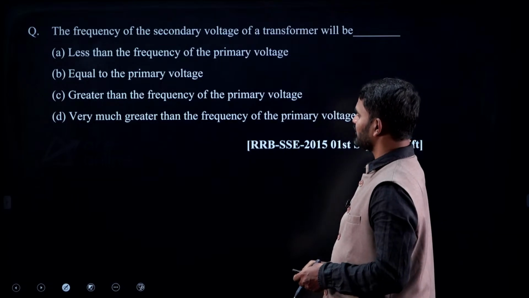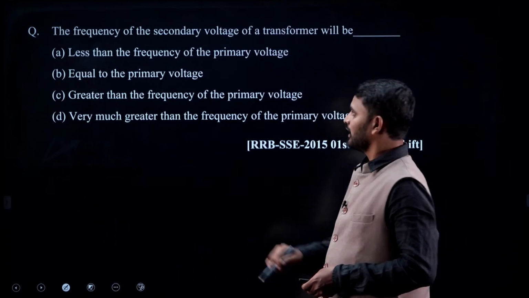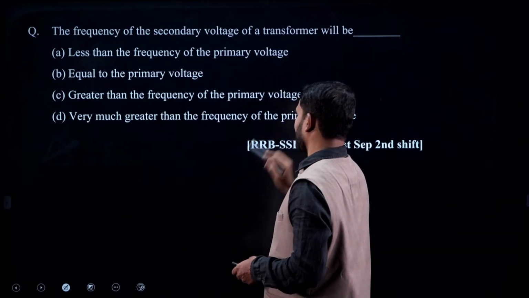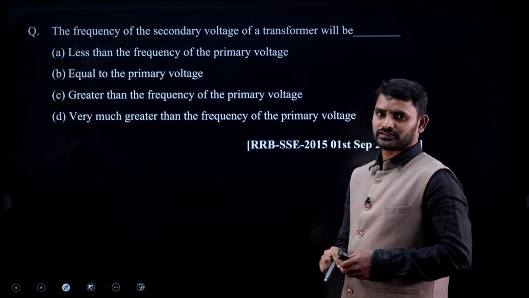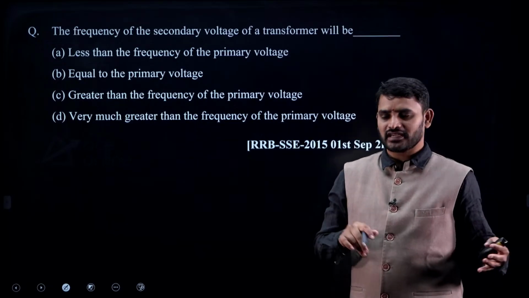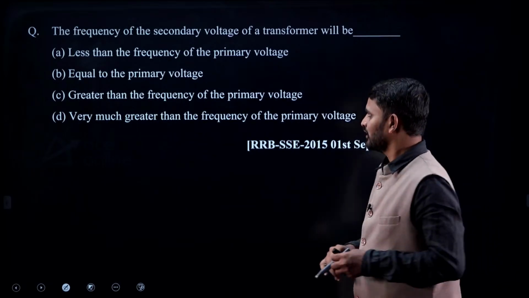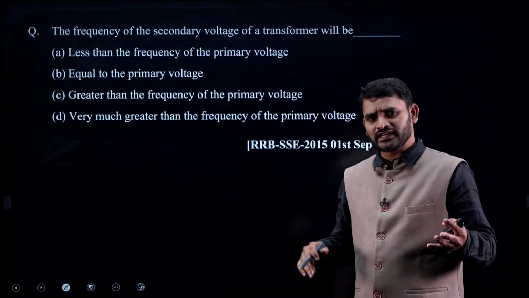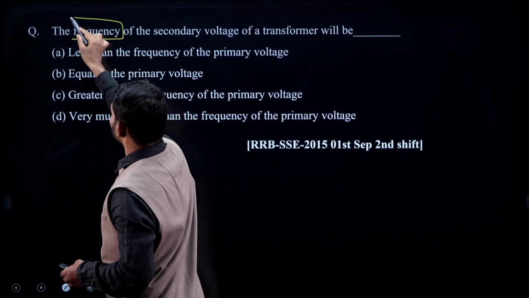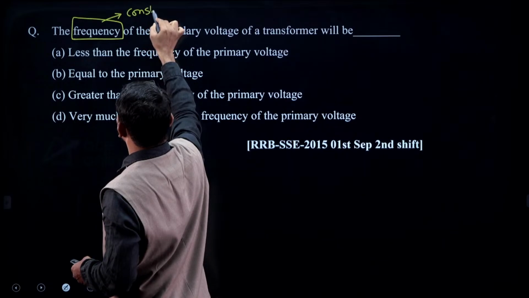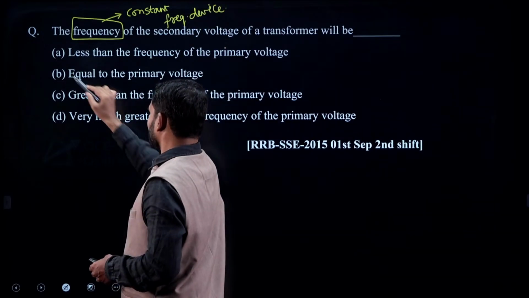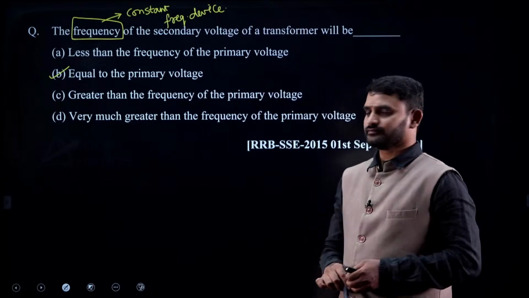Let us take up one more question. The frequency of the secondary voltage of a transformer will be less than the frequency of primary voltage, equal to the primary voltage, greater than the frequency of primary voltage, or very much greater than the frequency of the primary voltage. We have seen EMF per turn is the same. You see the EMF equation, whether the EMF is induced on the primary side or on the secondary side, the frequency of induced EMF is the same, whether on the high voltage side or low voltage side, it does not matter. Transformer is a constant frequency device, na? So, I can say equal to the primary voltage. Yes or no?